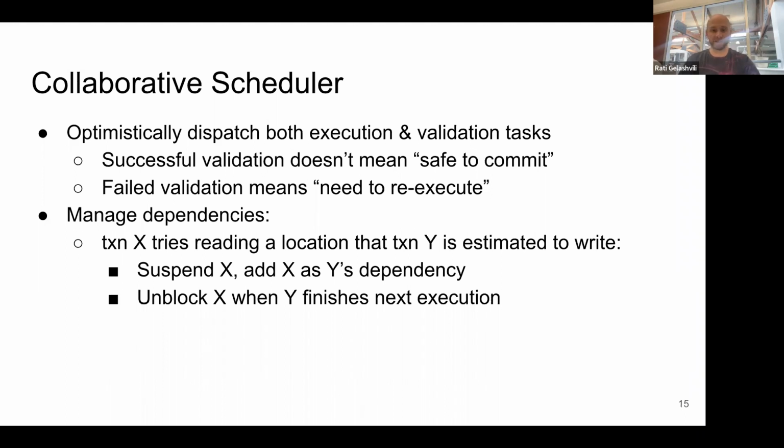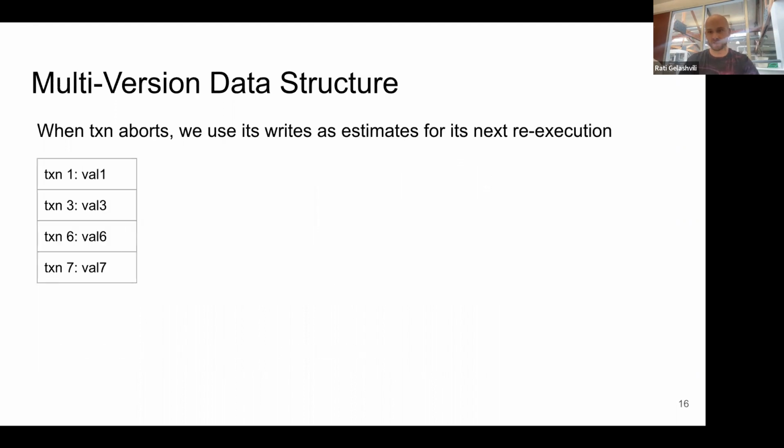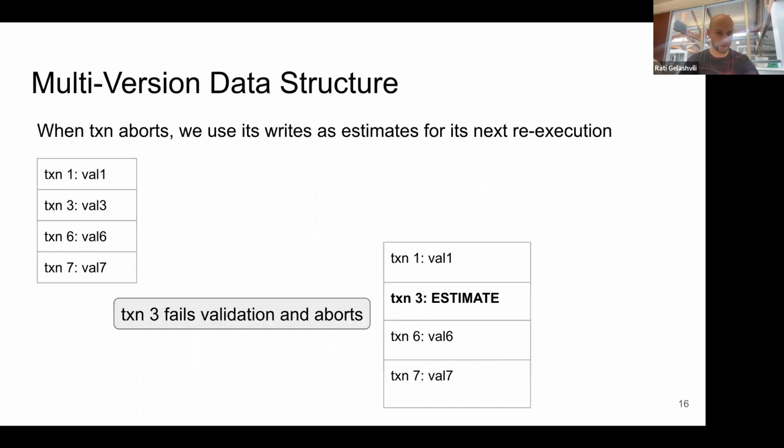Now you might be asking, how do we know the estimates? Your whole design goal was to avoid having hints for writes and so on. Why do you have that? How can you know that Y is estimated to write to a location? In order to do this, we use the following algorithm.